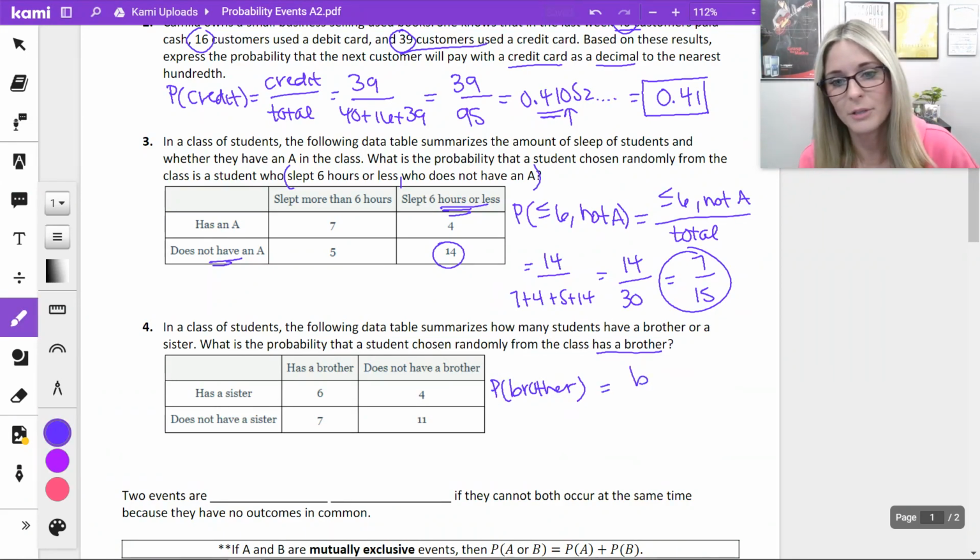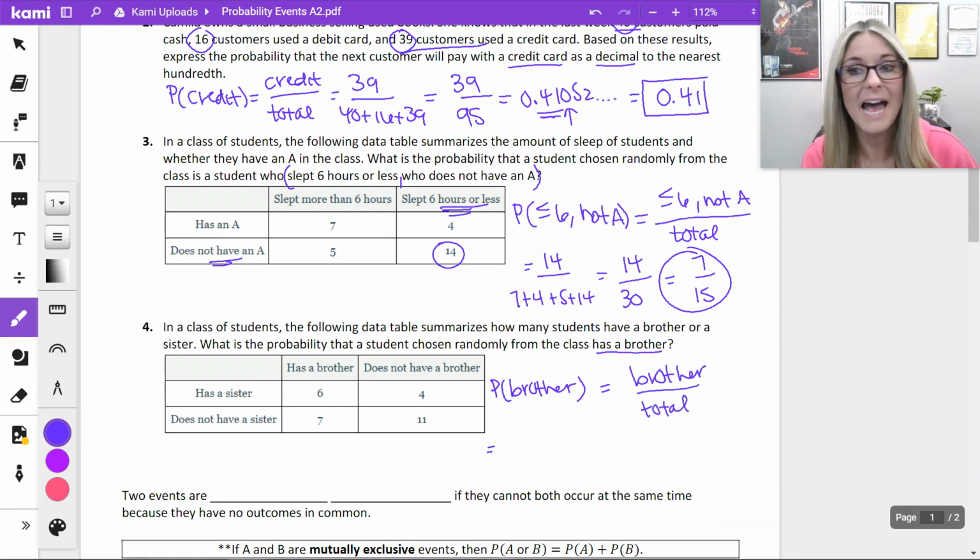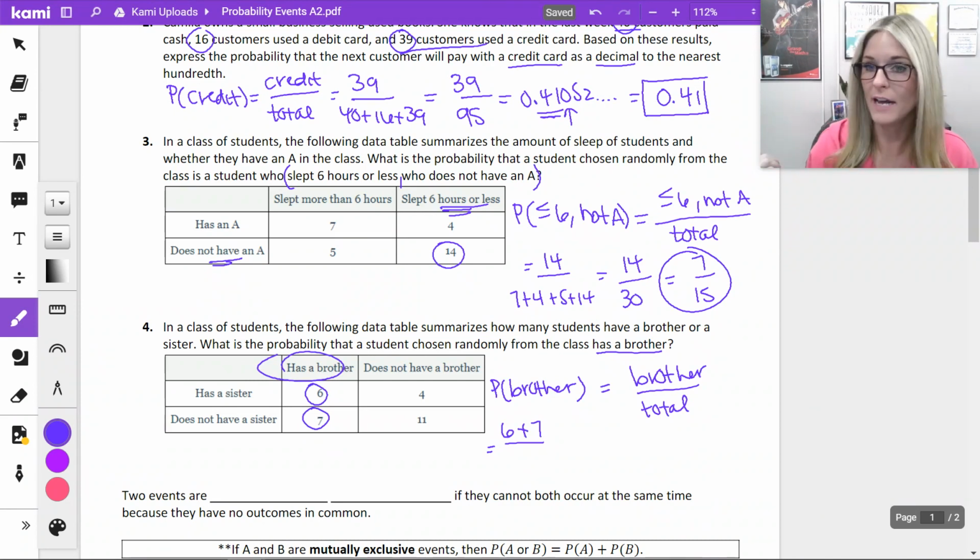So for our probability, we're going to look at those that have a brother over the total. How many people have a brother? There's 2 groups here that we're going to add together, the 6 and the 7. It didn't really matter if they had a sister or didn't have a sister. We're only talking about those that have a brother, so I'm going to add both of those in that column, and we're going to have our total.